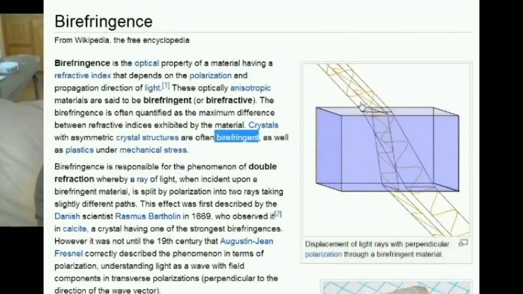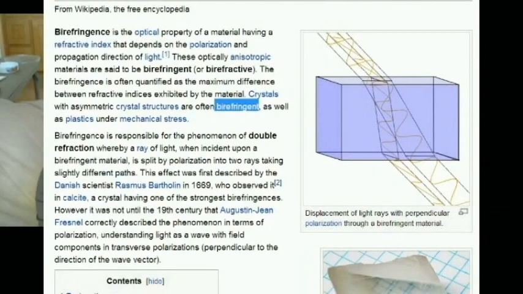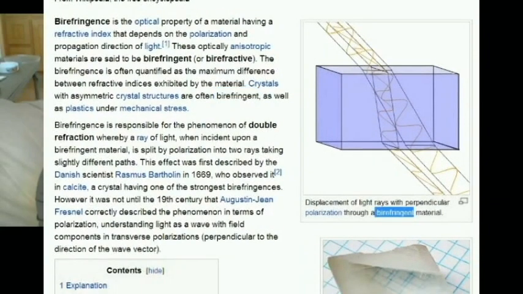So, here's a little example of a crystal block. You got the light ray coming through, but there's two different planes. You got the plane that's parallel to your line of sight, which would be this one here, and then you got the plane that's perpendicular, which would be this one. And so if a glass or a crystal is birefringent, it will split those two different polarizing light rays into two. So it's a displacement of light rays with perpendicular polarization through a birefringent material.